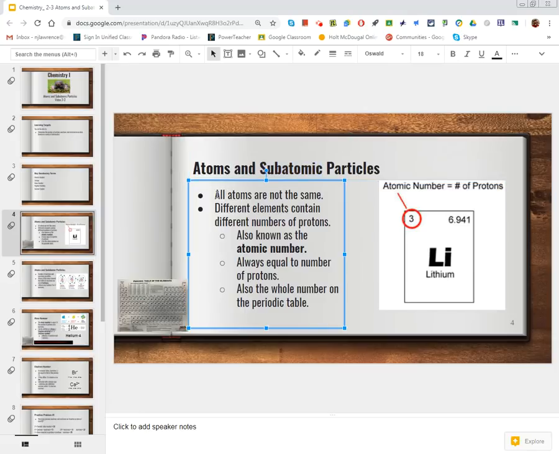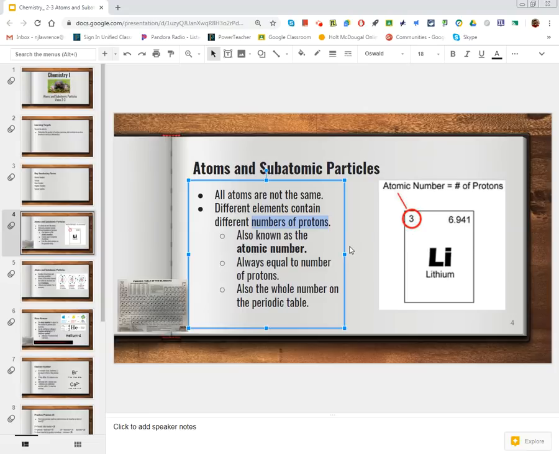So right here, we've already seen in the last video that all atoms are not the same. That is why we have 118 different elements, because those elements are made of different atoms, and those atoms are different. So what is it that makes those atoms different? The number one thing that makes those atoms different is the number of protons. Let me say that again. The number of protons is how each element is classified.